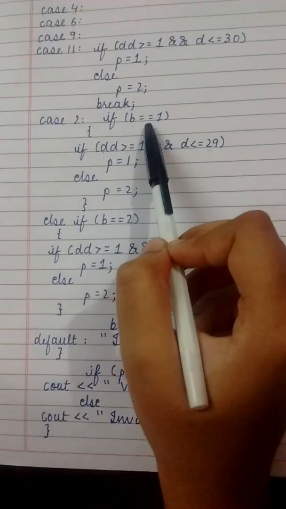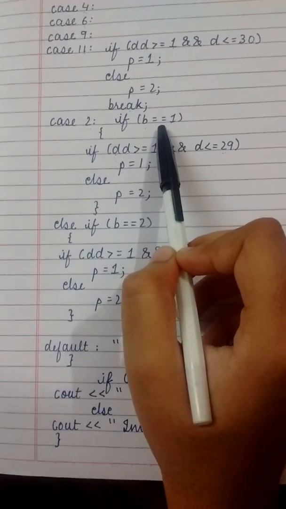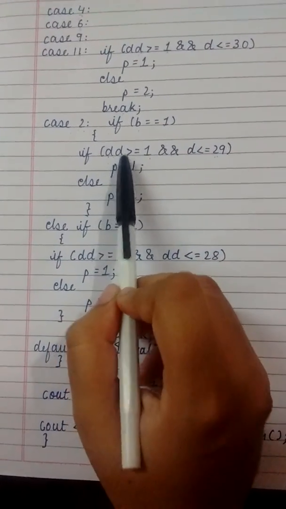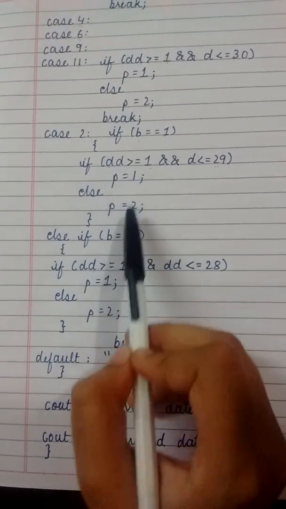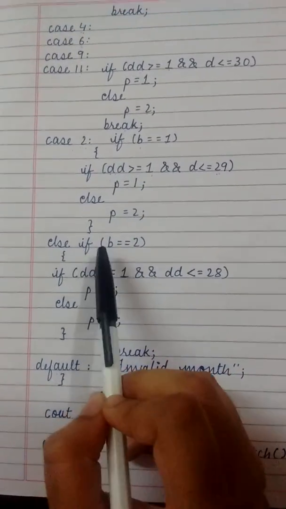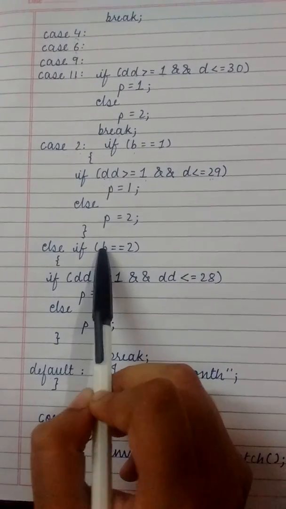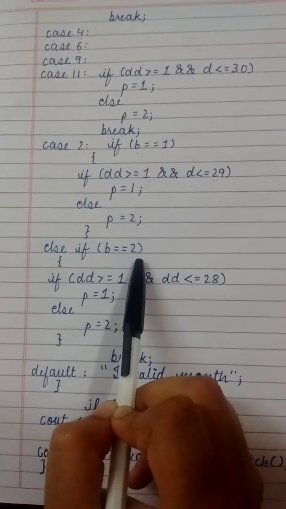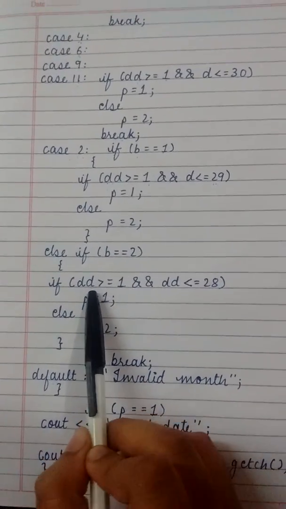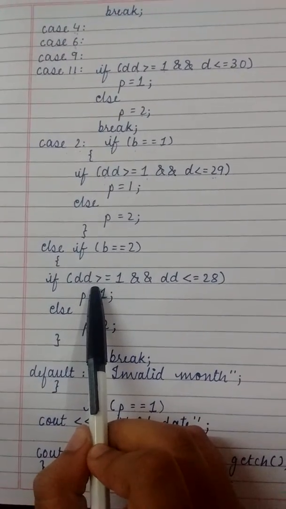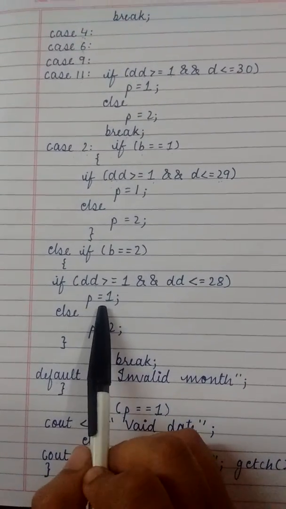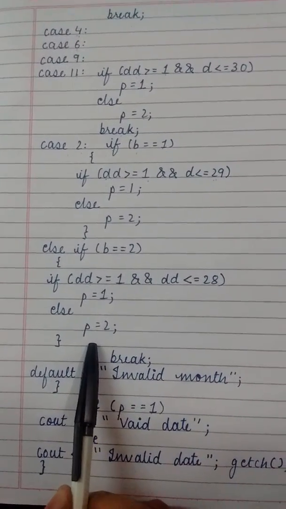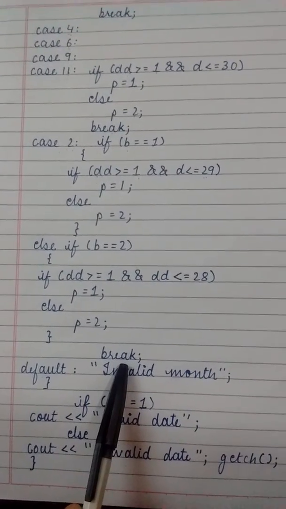Now let us check. If b is equal to 1, that is the year is a leap year, then we are checking that the date varies between 1 and 29, then p will have a value 1, otherwise p will have a value 2. And in case b is not equal to 1, that is it is equal to 2, then we will check if the date is varying between 1 and 28, then well and good, p will have a value 1, otherwise p will have a value 2. Then again I have used the break statement here.